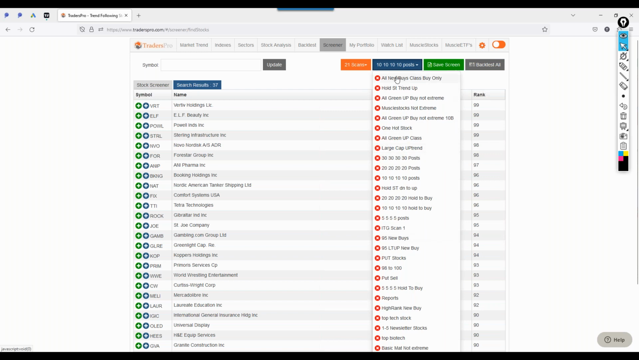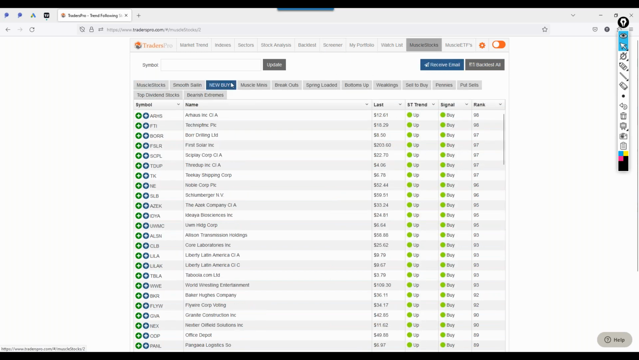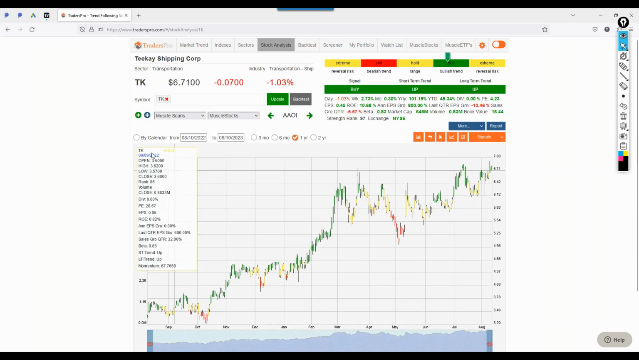Okay, and you can decide, even if it's muscle stocks or new buys. I wouldn't use the new buys because that's pulling in. One of the things you could do is say, I want to go look at the new buys each day and see if there's anything above 95 that's of interest to me, and that might also fit into my criteria that I could add into my portfolio.